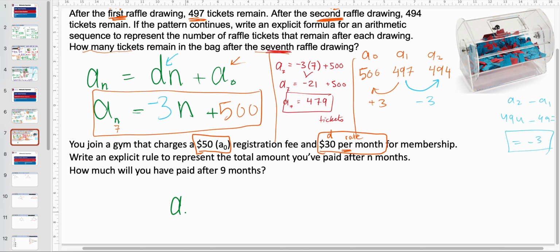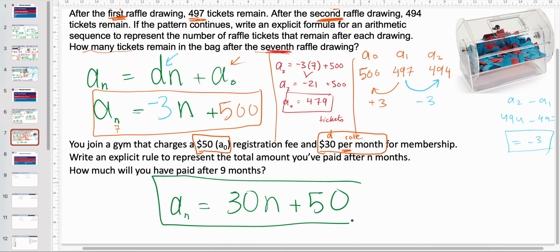You just directly write a of n equals, the distance is 30. It's positive because they gave it to me positive. Just leave it as it is. n, and the a0 is 50. Just leave it as it is, positive. That's it. Very simple. You don't have to calculate anything. Now they said later on, how much will you have to pay after 9 months? So instead of n, replace it with 9.